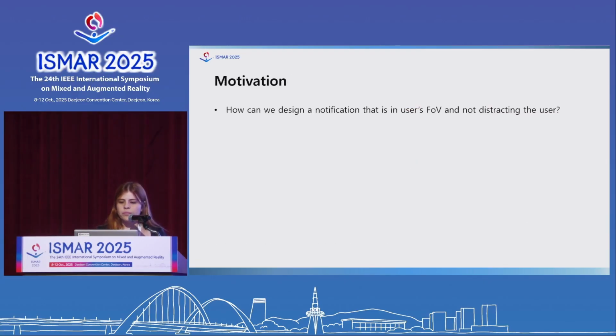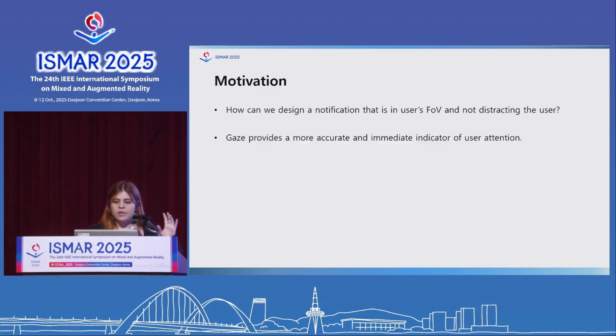So how can we design a notification that's in users' field of view and not distracting to the users? Because to keep the noticeability higher, we should show the notifications in their field of view without distracting them. As gaze provides a more accurate and immediate indicator of user attention, we want to investigate gaze-based notifications. As our aim is only to investigate the effect of gaze, we only included visual notifications in our study.